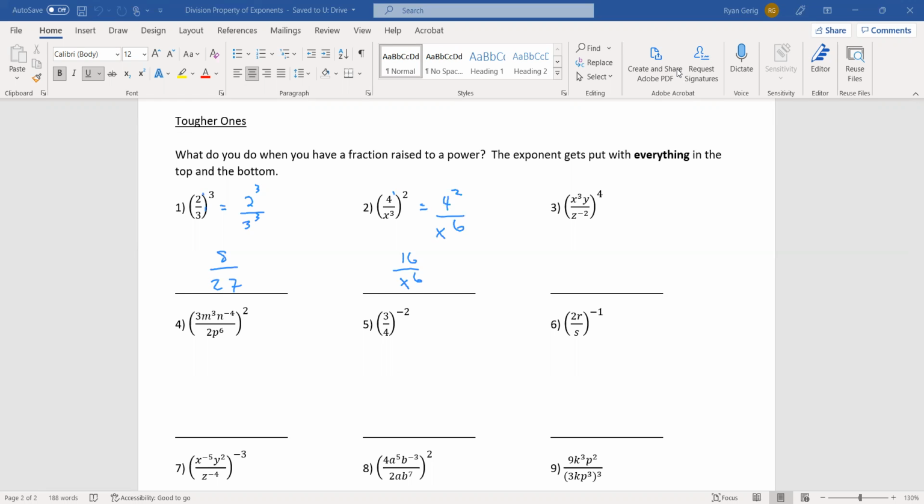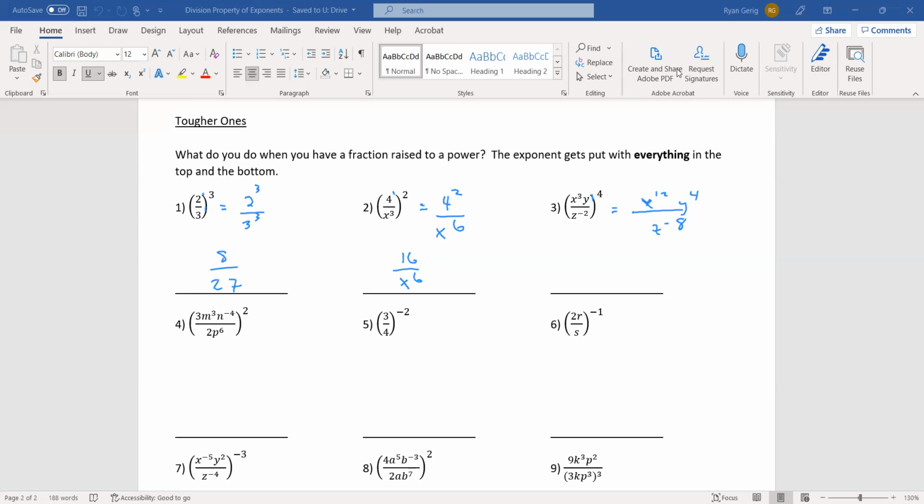Okay. Make sure everything has an exponent. Number 3, x to the 3rd, already there. Y has an exponent of 1. And z already has its exponent. I'm going to multiply each exponent by 4. So x to the 12th, y to the 4th, z to the -8th.